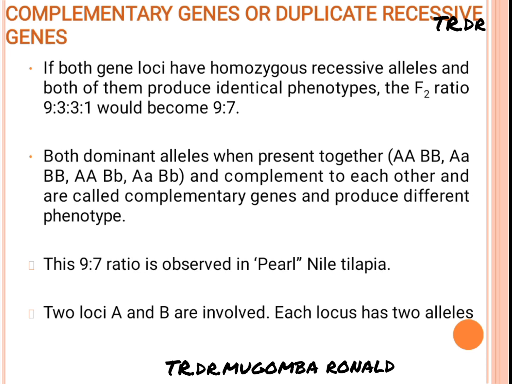It is somehow related to what we call epistasis. In epistasis, the presence of one gene at a different locus suppresses the expression of the other gene, known as the hypostatic gene. But complementary genes just amplify the expression of the other. So thank you so much. I think that is all about gene interactions.